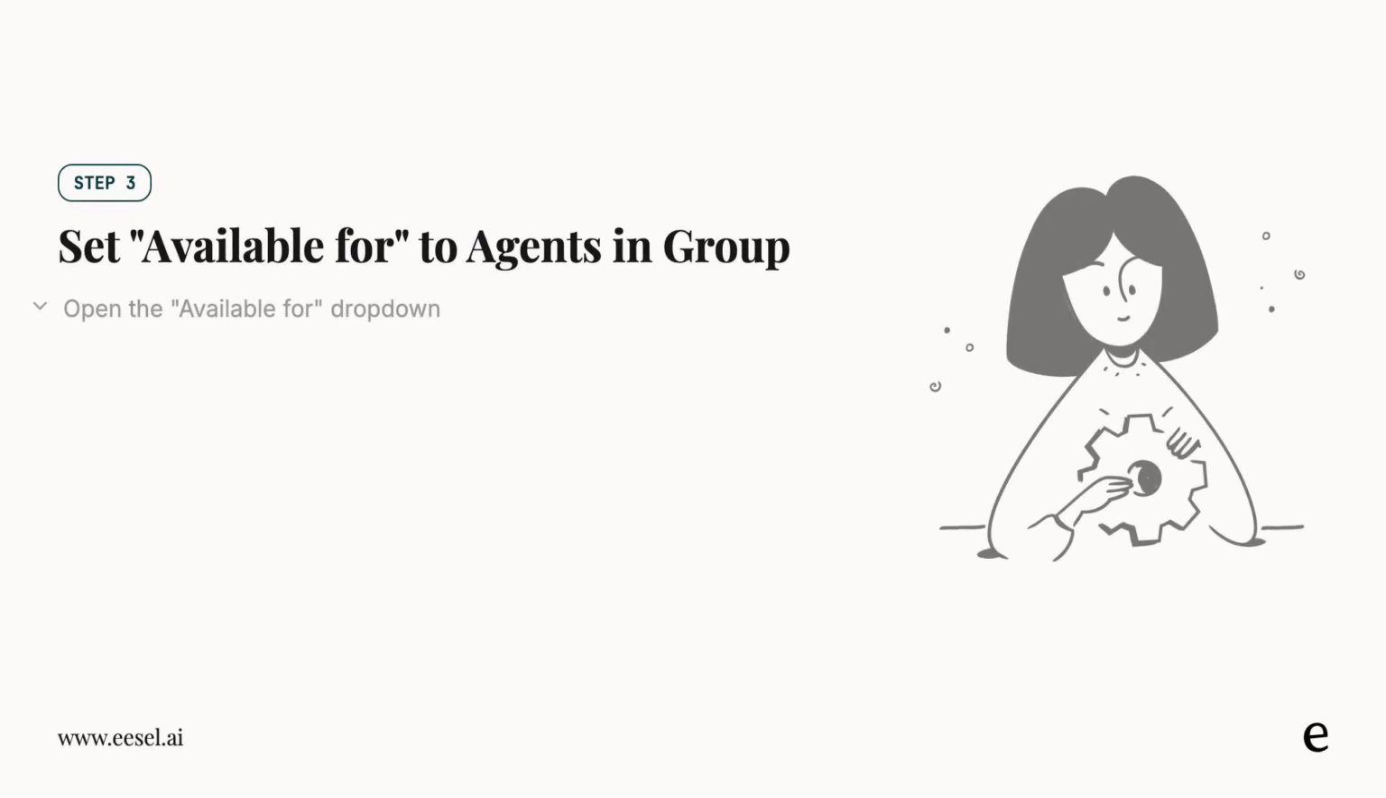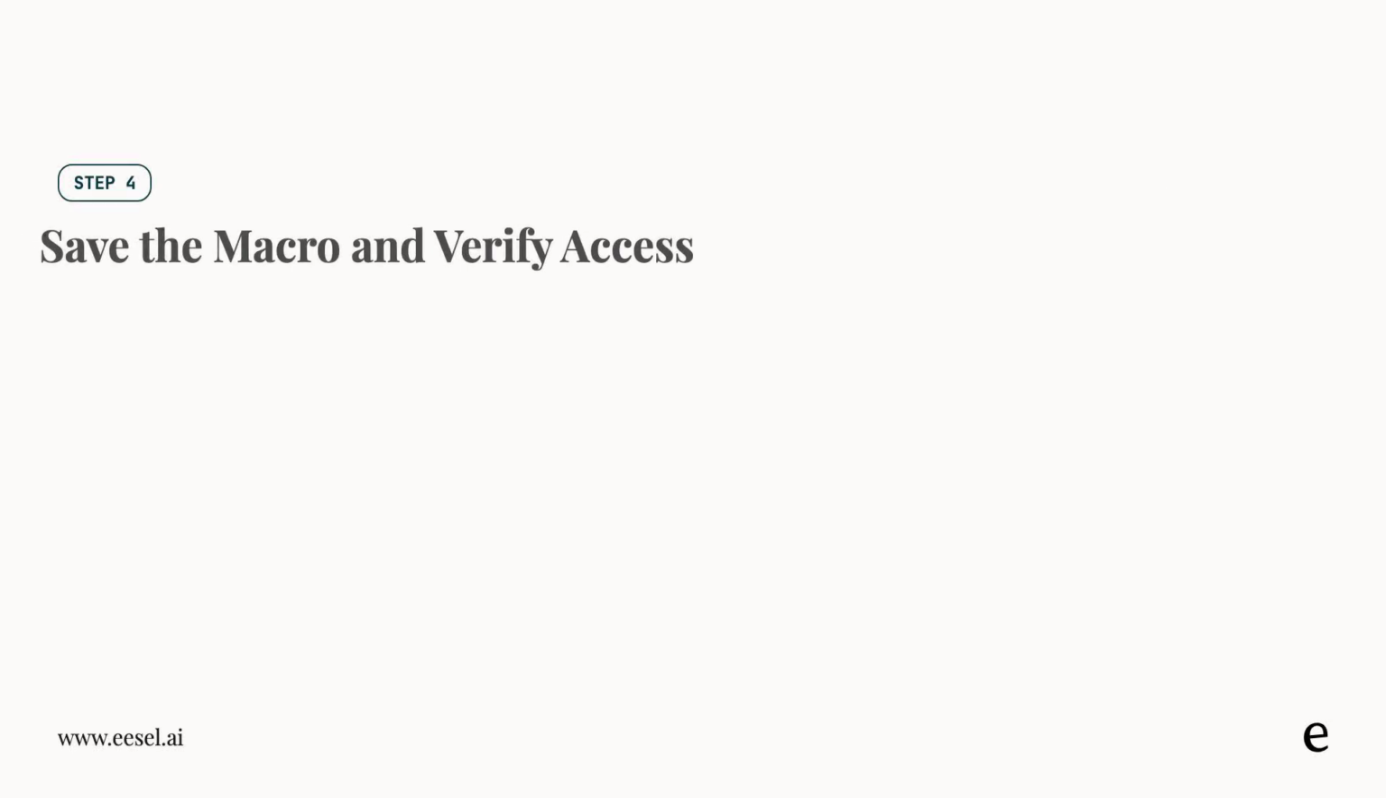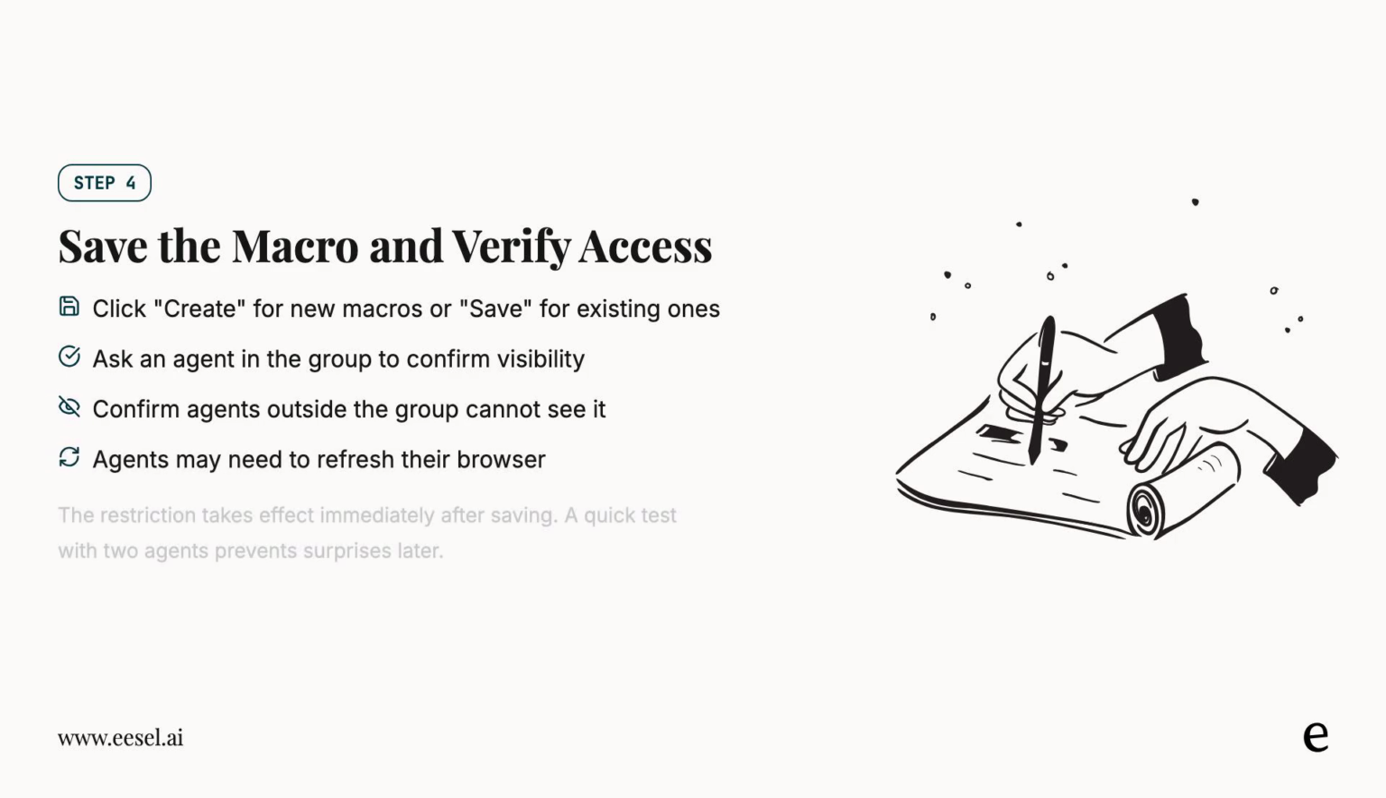In the Available For section, open the drop-down and select Agents in Group. A new field appears where you can pick which groups get access. You can select multiple groups if needed. Any agent who belongs to at least one of those groups will be able to see and use the macro. Click Create for a new macro or Save for an existing one. The restriction takes effect immediately.